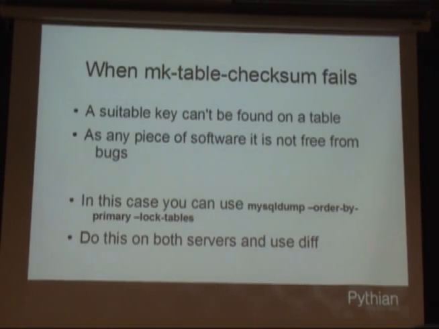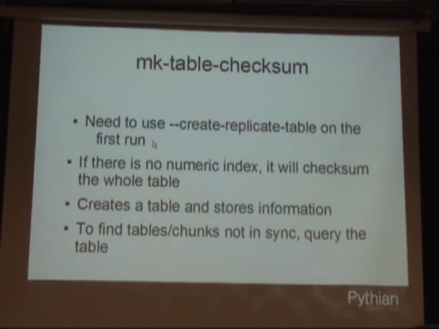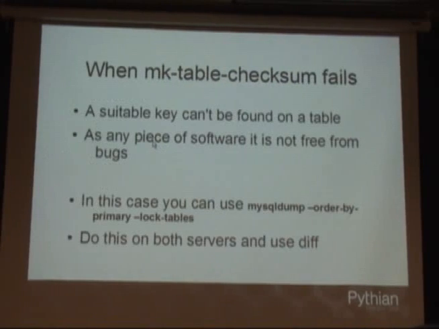When mk-table-checksum fails, so if a suitable key can't be found, and of course it's not free from bugs, if you can't actually use mk-table-checksum, you could just use MySQL's CHECKSUM TABLE. Again, that will checksum the whole table. Or you could use mysqldump, order by primary key, lock tables, do it on both servers and do a diff. Questions?